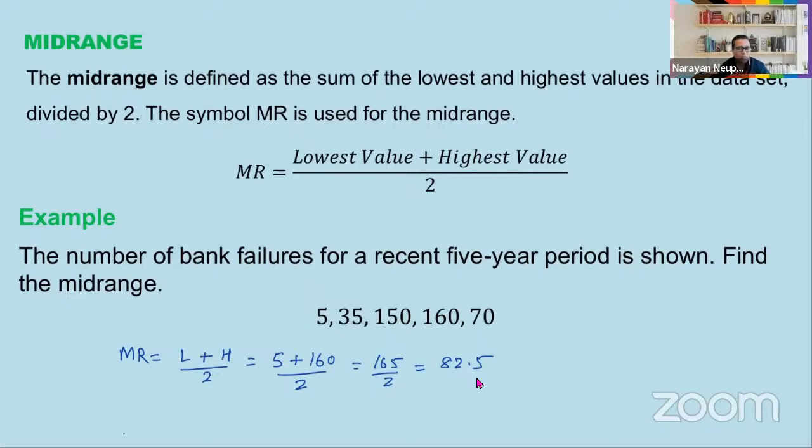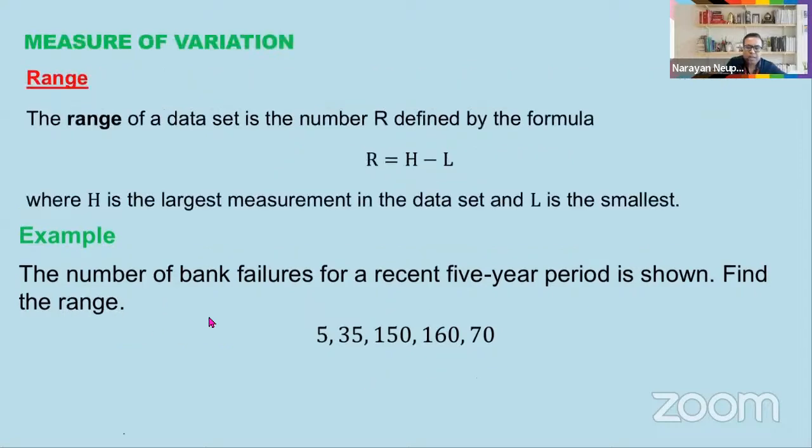Similarly, same question here, same data values, but now we have to find the range. You know that range is the highest value minus the lowest value. What is the highest value here? 160. What is the lowest? 5. That is equal to how much? 155.